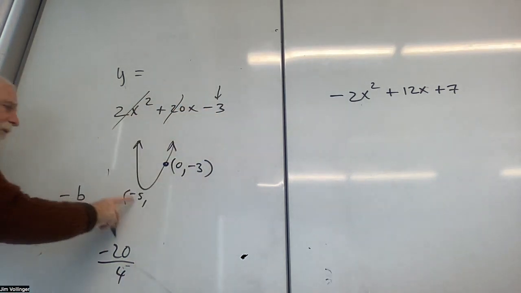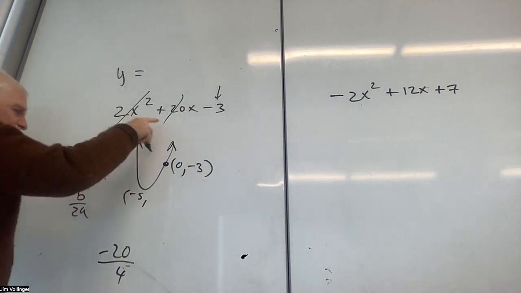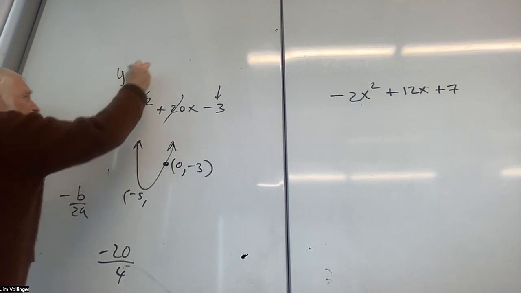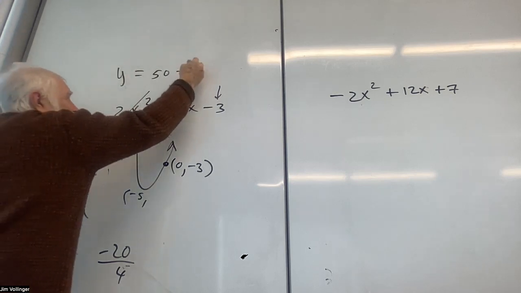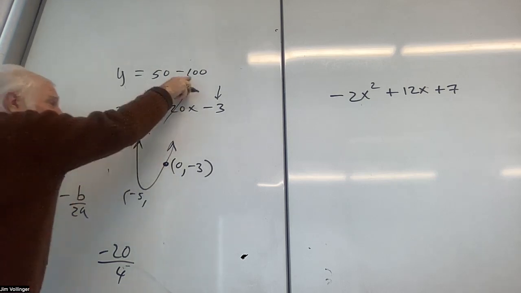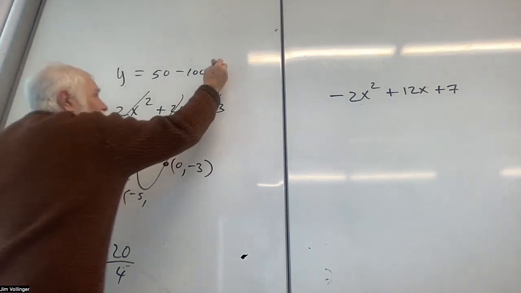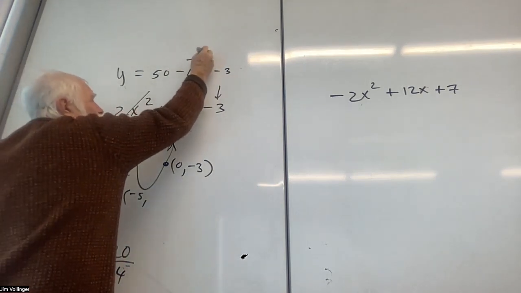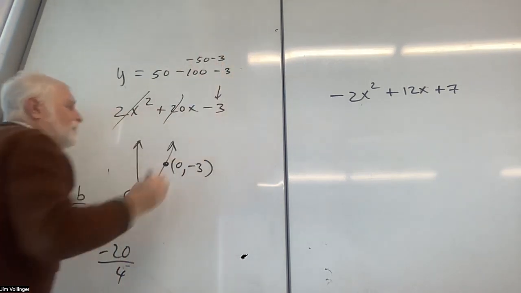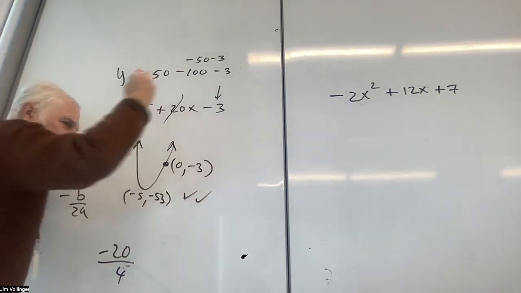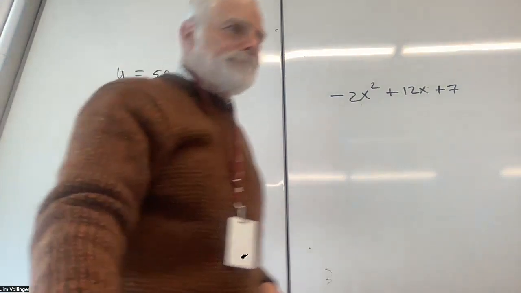So the issue is, what do I get for a y value when I drop in a minus 5? Minus 5 squared times 2 is 50. My next number better be minus 100 or it's not the correct number. Minus 5 times 20. It is correct. And then I still have minus 3. When you put the first two together, you get half the middle term. Minus 50 minus 3 is minus 53. Two checks. Next problem.